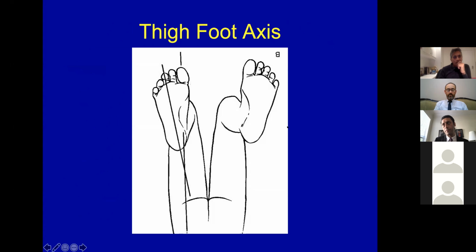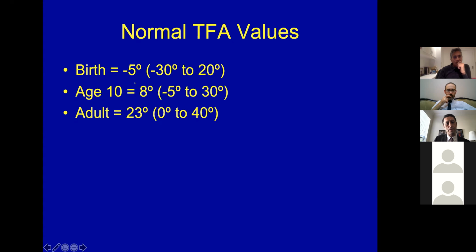Then by clinical exam, you will know whether it comes from the femur or not. The second step is to check the thigh-foot axis. You bisect the foot axis from the back and compare it to the thigh axis, and then you measure the thigh-foot axis. This gives you an idea about the rotational alignment of the tibia compared to the femur. The normal thigh-foot axis is around -5 degrees. Most kids around birth are internally rotated, with internal tibial torsion, and by the age of 10 it is positive, around 8 to 10 degrees.